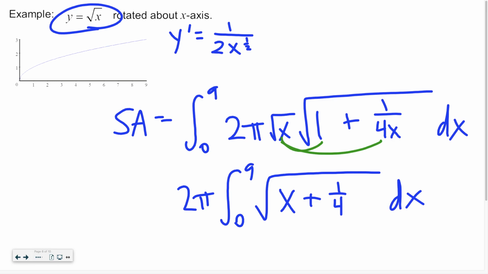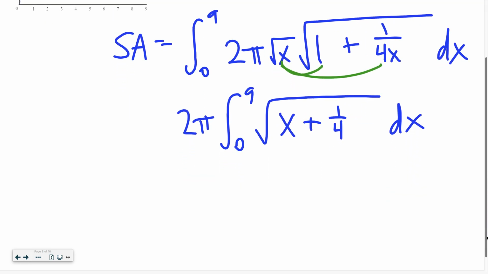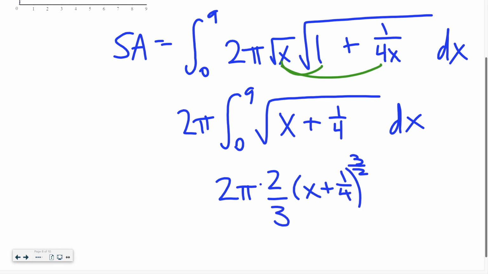So a minute. I think it's like 5 seconds. It's not. Okay. So this is x plus 1/4 to the 3/2 times 2/3 evaluated from 0 to 9. And then you can work your magic there. Wow, those 5 seconds are really dragging. This clock is very wrong. We still have another like 40 seconds until it will ring.